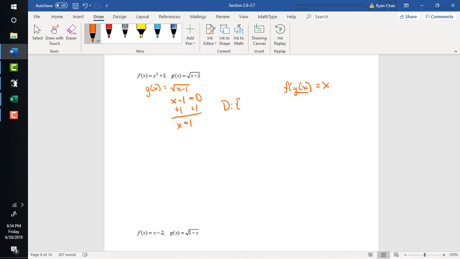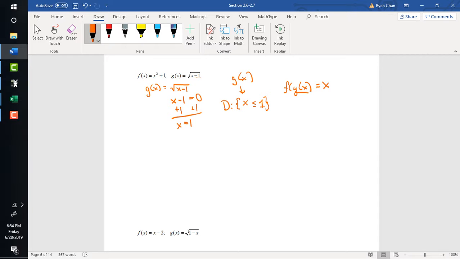Okay? Now, if you're not sure, plug in a number into x, right? So if I plug in 5, 5 minus 1 is 4. That's positive, okay. But if I plug in, say, 0, 0 minus 1 becomes negative. So if we notice, any number below 1 will not count. So I say x is less than or equal to 1. And this is for g of x. Okay?